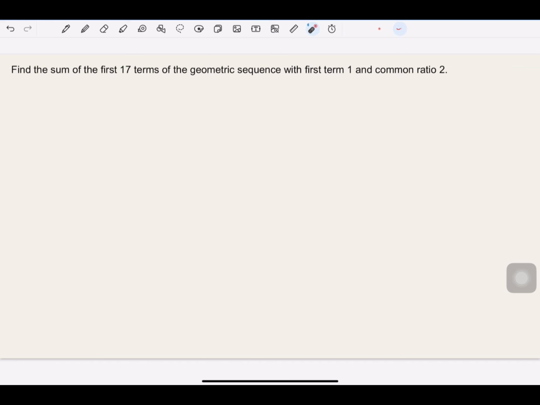In this example, you have to find the sum of the first 17 terms of a geometric sequence with the first term 1 and common ratio 2. So you have a geometric sequence. The first term is 1 and the common ratio is 2. You have to add the first 17 terms, so n is 17. The formula is S sub n equals a1 times 1 minus r to the power n, over 1 minus r.